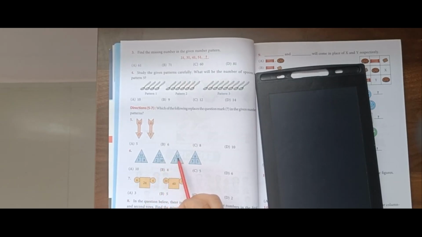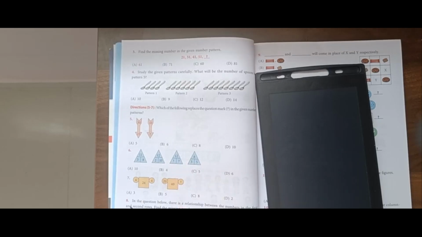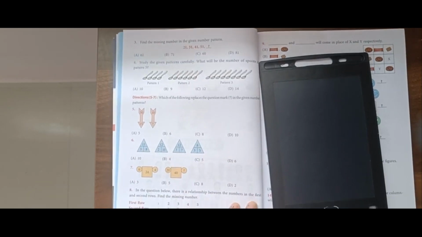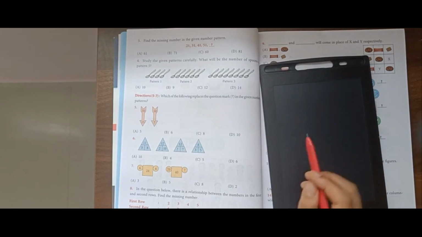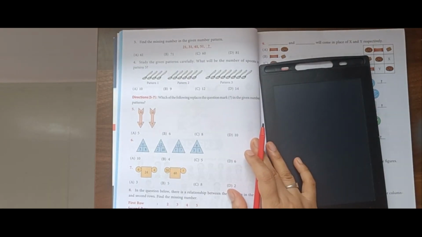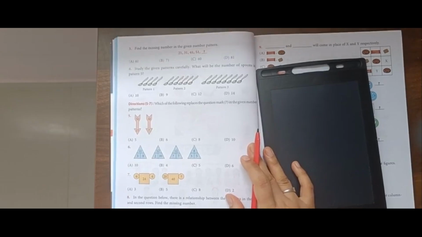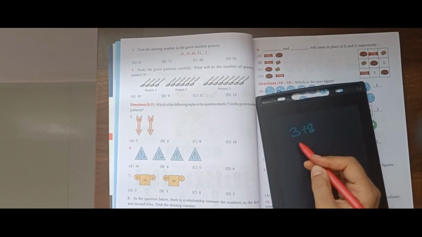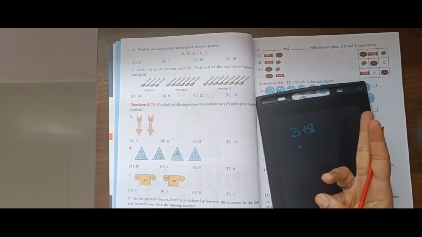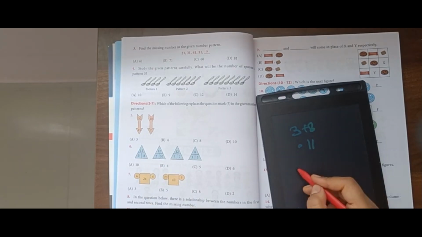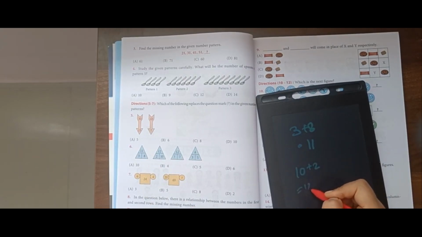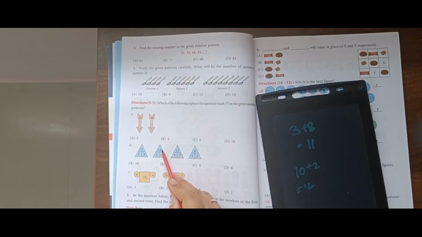Next is 11, 3, 8, 12, 2, 10, 10. We need to find this question mark. So what is the other triangles following? If you can see, if we add 3 plus 8, what is coming? 8, 9, 10, 11. So 11, which is in the top triangle. So like that, 10 plus 2 gives the 12.